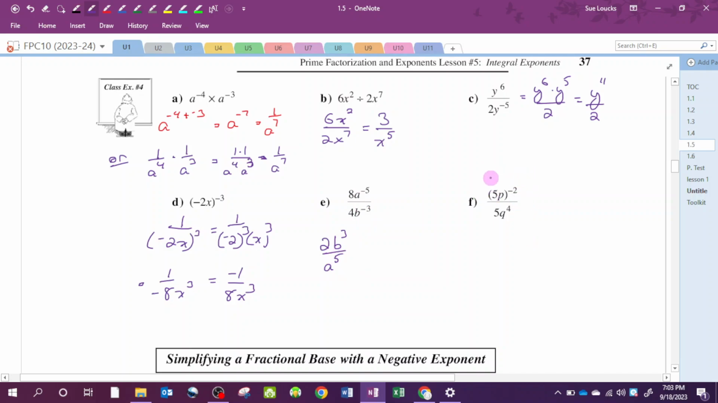And this one, again, this exponent, the negative 2, is affecting the whole thing. So this is going to become, if I move that down, I have to keep my 1 in the numerator, right? There has to be something up there. So this is going to be 5p all squared times 5q to the 4.